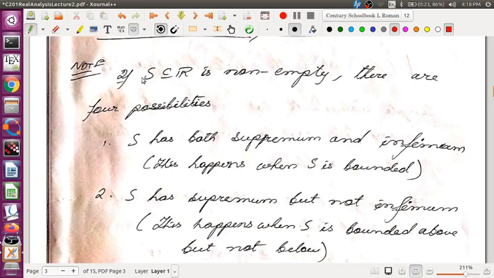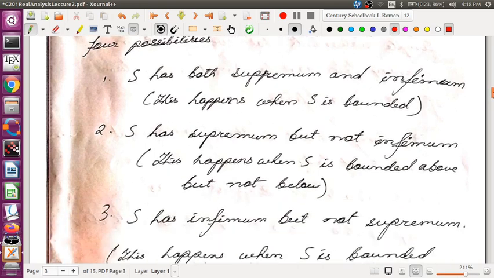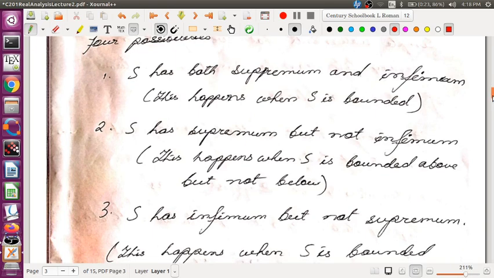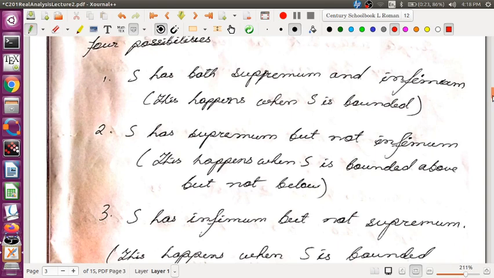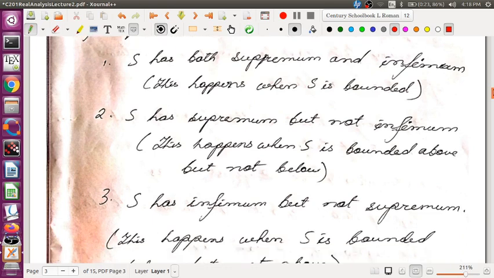So let us note this, that if S subset of R is non-empty, then there are four possibilities. S has both supremum and infimum. This happens when S is bounded, right? Just like the closed interval [0, 1], it has both supremum and infimum. Another possibility is S has a supremum but does not have an infimum, right? That may be the interval minus infinity to 2. This has a supremum, which is 2, but it does not have any infimum, okay? It is not bounded below.